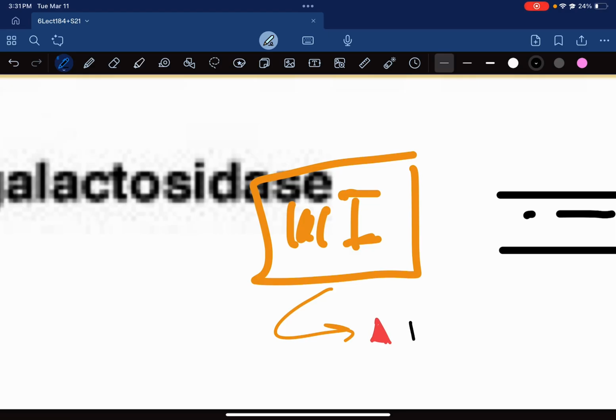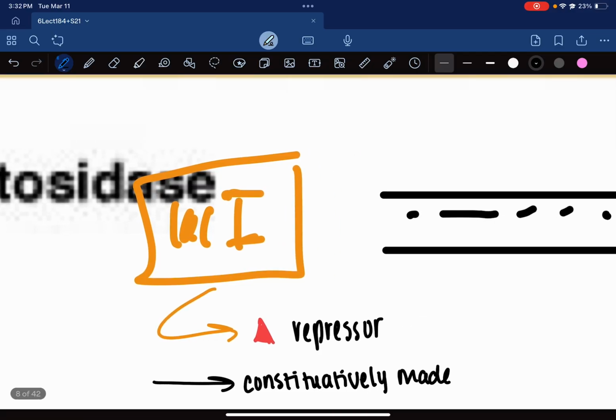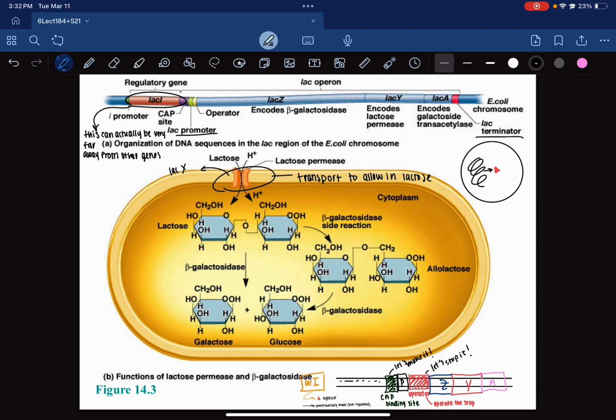Secondly, it's constitutively made. Oh, there's that word. Or I basically say not regulated, to maybe help you out there. If this is not regulated, it means you make a steady state amount of repressor. You're always kicking it out. That's like your smoke detector. This is your repressor that's basically saying, I'm out here, I'm checking out what's going on. Tell me when I'm supposed to bind, right?